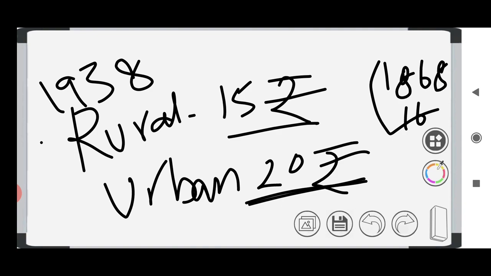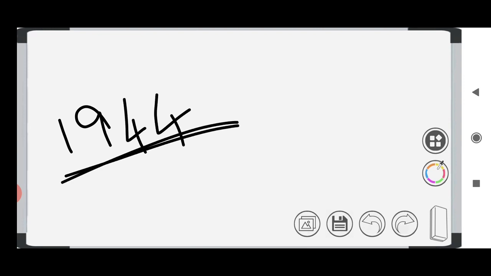And after this there is the Bombay Plan. The Bombay Plan is from 1944, which we have earlier discussed during national planning.